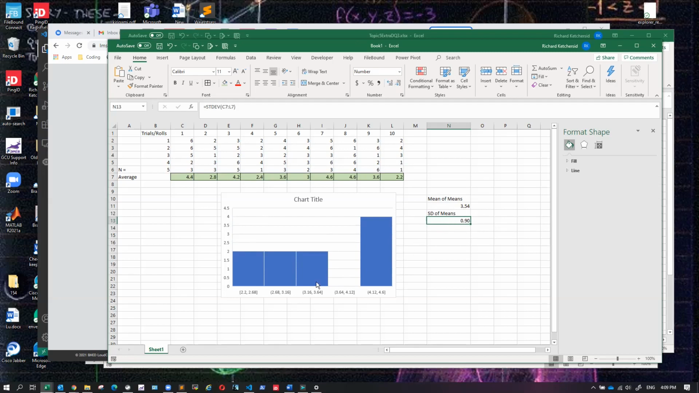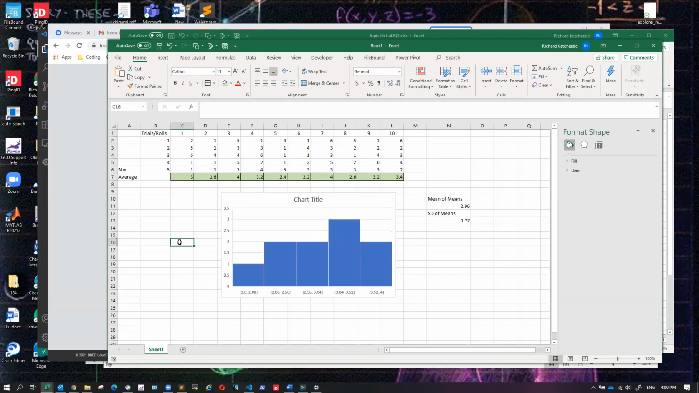So this number here has something to do with how spread out the data is, right? In this case, the data is really spread out here, and we can do the same thing and press F9 and it'll regenerate it, just like you were doing to get it to regenerate. So here our mean is 2.96 and the standard deviation is 0.77.